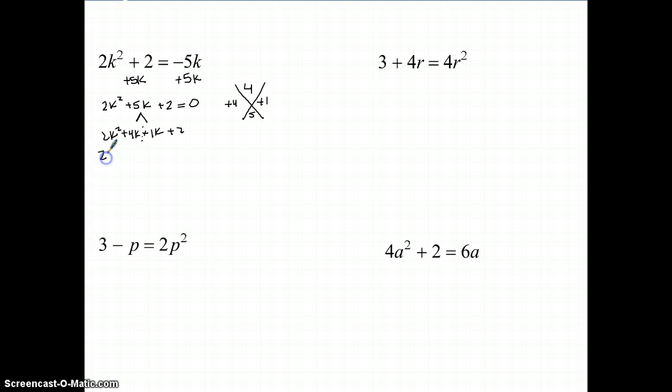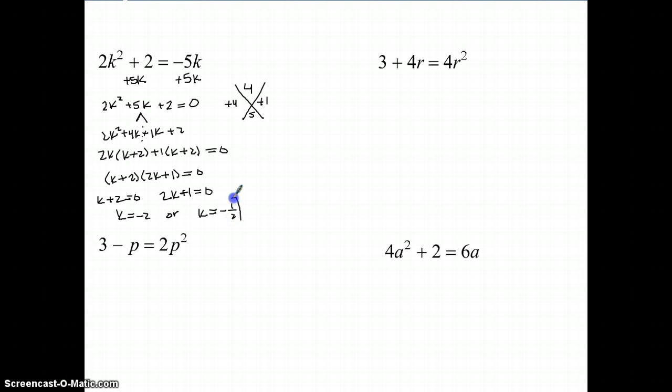Factoring, I take out a 2k from the left, leaving me with k plus 2. And on the right, I can only take out a positive 1, leaving me with k plus 2. All this still equals 0. Now I have a greatest common factor of k plus 2 that I may factor out, leaving me with 2k plus 1. Applying my zero factor property, I see k plus 2 may equal 0, or my other factor of 2k plus 1 may equal 0. Solving each of these, I find that k equals negative 2, or k equals negative 1/2.